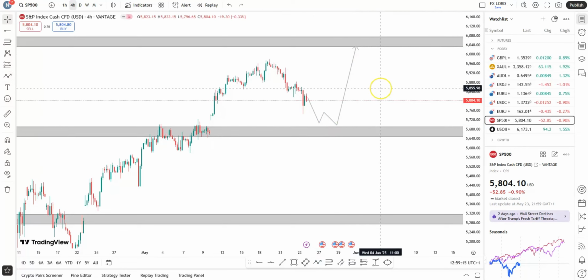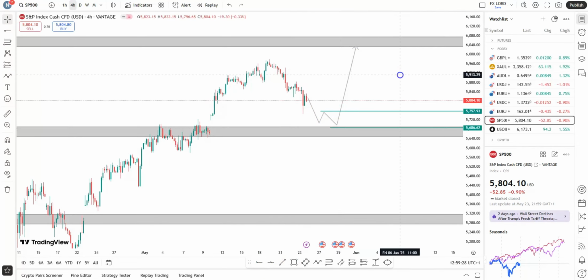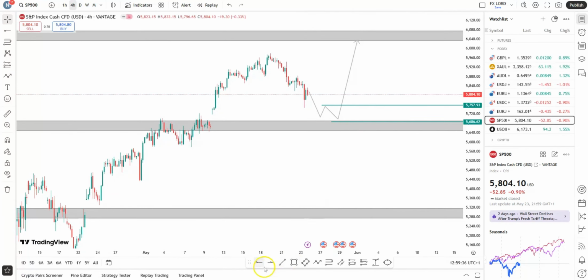So this is what I'm expecting from S&P 500 in a bullish scenario. I want price to get into this level, and I get into the market here, with my stop loss just below the retest. So this is what I'm looking out for on S&P 500, and my bearish scenario is going to be price reacting this way.